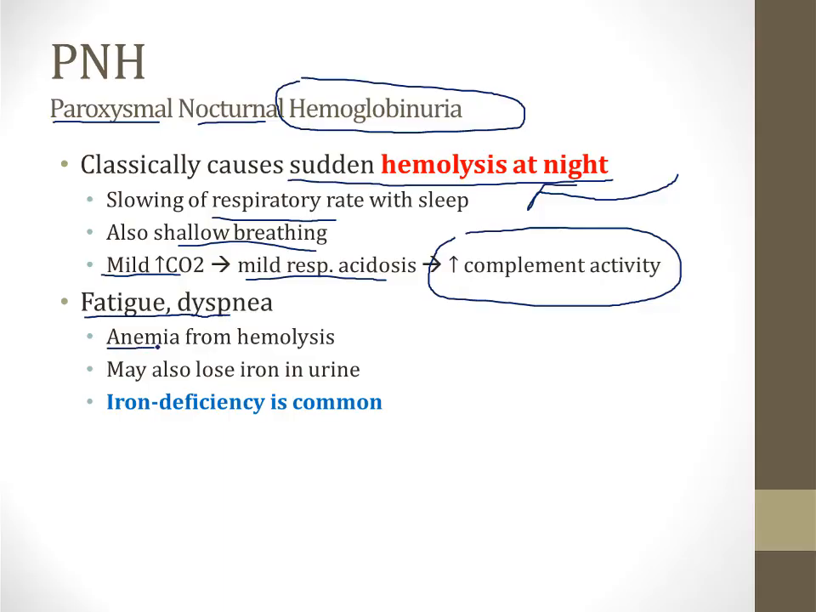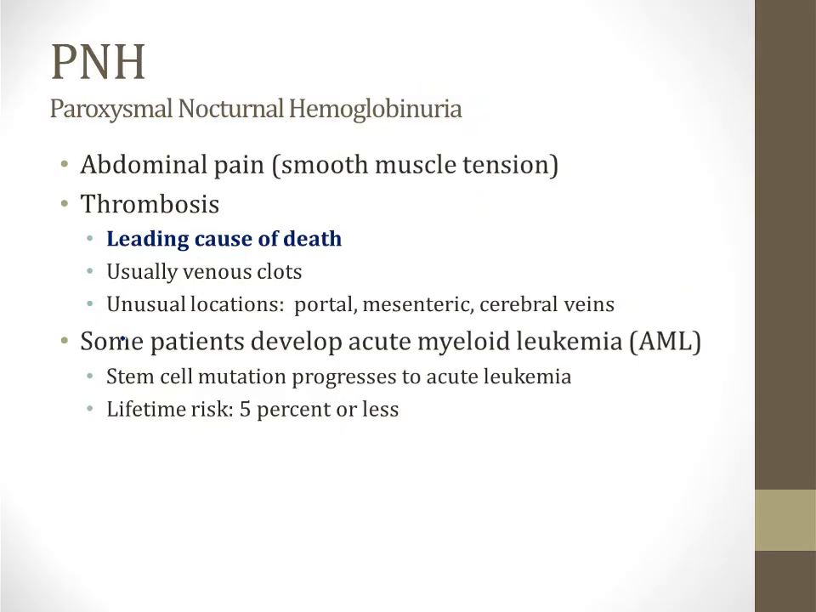In addition, these patients often lose iron in the urine, and it's very high yield to remember this. Iron deficiency is a very common finding among these patients, and the need to replete their iron is an important part of treating the condition. If anemia were the only problem in PNH, it might not be so bad, but what makes this a serious disorder are two other features. One is abdominal pain. These patients classically get episodes of abdominal pain from smooth muscle tension. We'll talk about why in a minute.